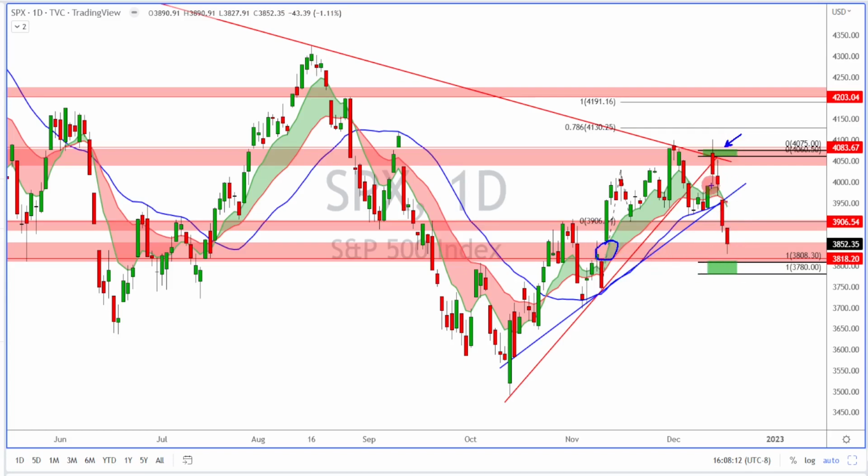Remember we said last week, if it could not get up above this range and get up above this zone and stay above it to possibly make a move up here to this 4200 area, then we could see it come down. And if that doesn't hold this 3906 zone, then we could see it come down and fill this gap here. So for the coming week, we will be looking at this particular range for the S&P 500.